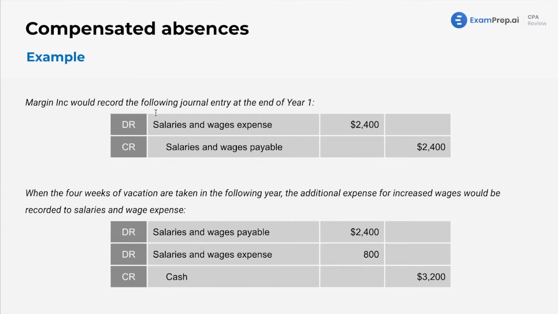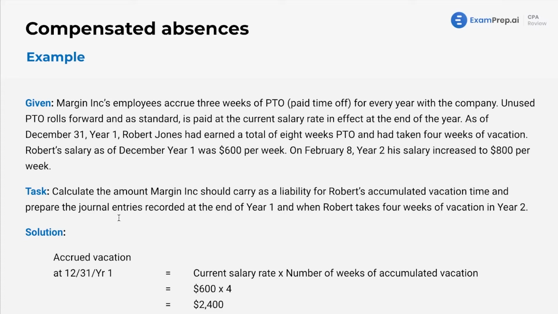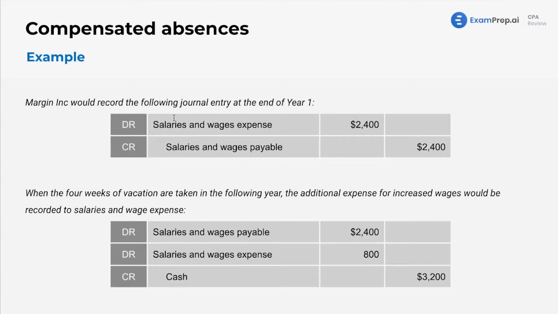Okay, Margin Inc. would record the following journal entry at the end of year one. This is salaries and wage expense and salaries and wages payable. This amount is going to be for the $2,400 that we accrued. And why is that an expense? Because it's a payable, right? We owe it, we accrued it, we can reduce our liability once it's paid out, and it is part of salaries and wages expense, just like normal wages. So even if Robert's salary was raised in the next year, Margin would still record the liability at the end of year one based on the $600 per week salary, as the vacation was earned during that period.